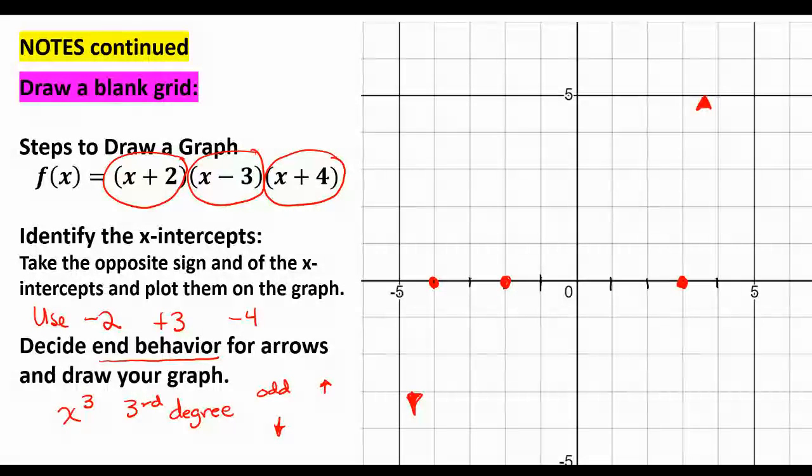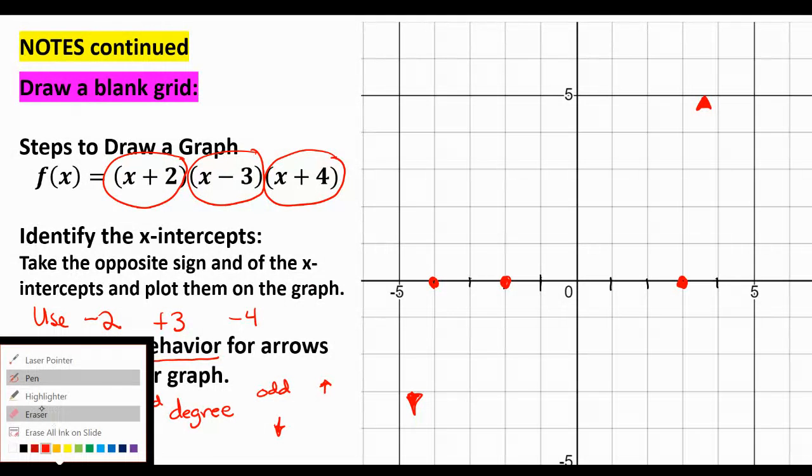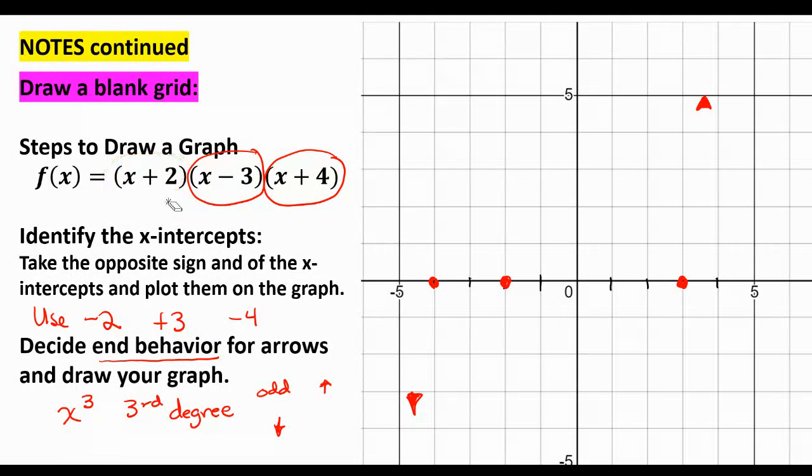And again, how do we know that it's a third degree, Miss Artofer? You know that because there's 1, 2, 3 factors. So x times x times x is x to the third.